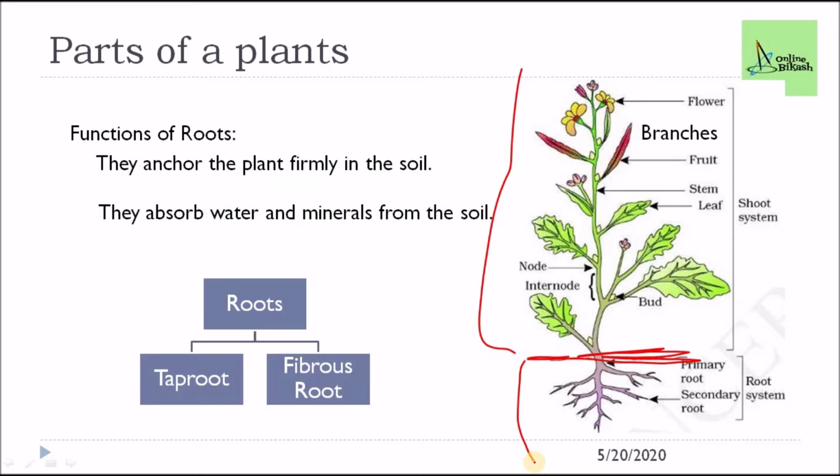So the functions of roots are here. What? They anchor the plant firmly in the soil.